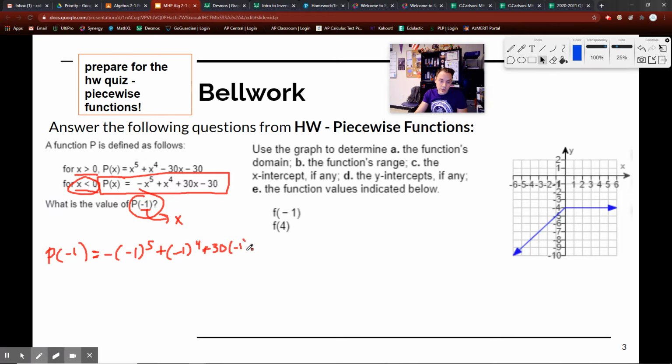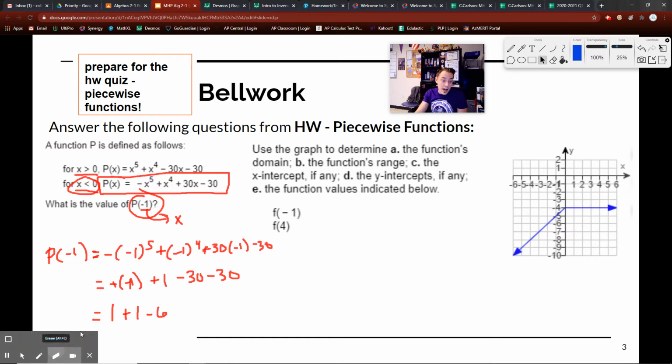30 times negative 1 and then negative 30. Okay? This right here is actually just a negative to negative 1. This is going to be a positive 1, minus 30, and then minus 30. And then this becomes a positive positive. So that's 1 plus 1 minus 60.